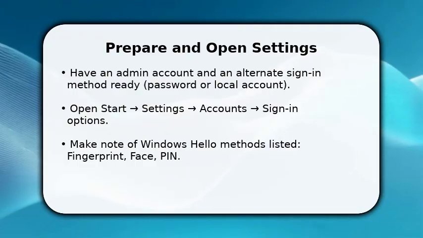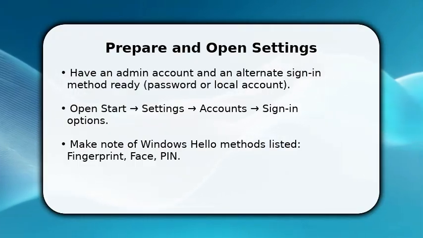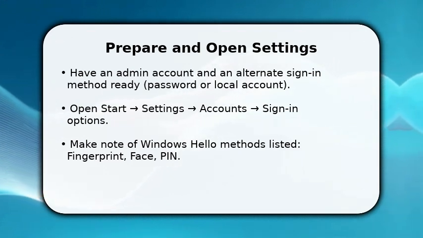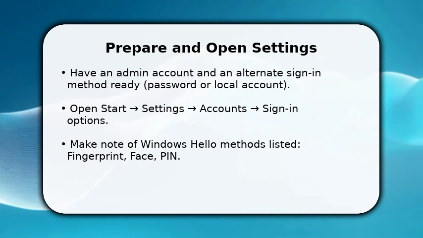You start by confirming you have an administrator account and an alternative sign-in ready. This prevents lockout. Once done, open Start and go to Settings, then Accounts, then Sign-in Options. You need to inspect what Windows Hello methods are active: fingerprint, face, or PIN, because each is removed differently.